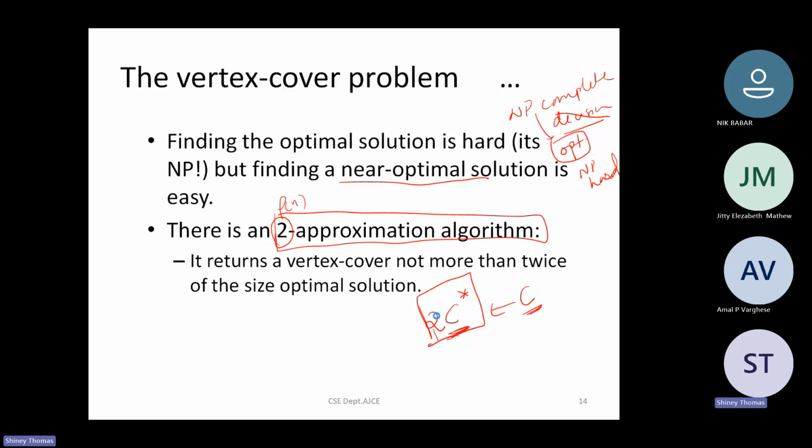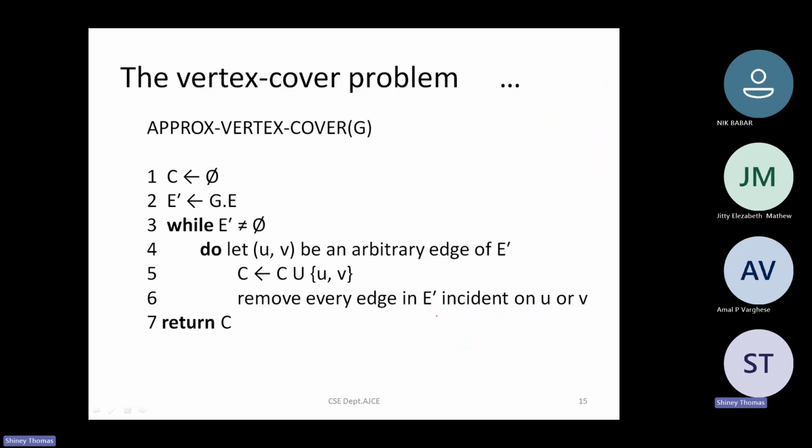Okay, so how do you find it out? We'll see. This is the algorithm for approximate vertex cover. So the first thing is you have a set C. You can see here the set C that is initially set as null.